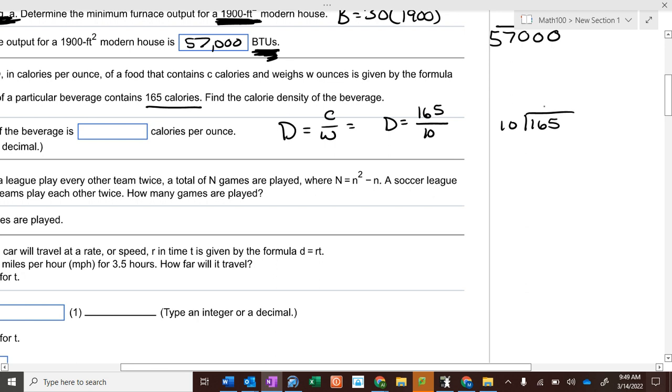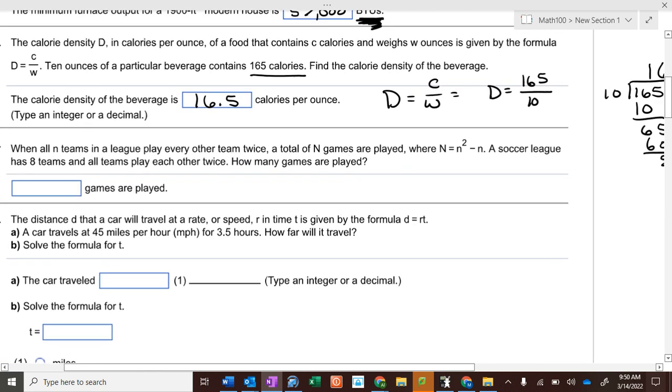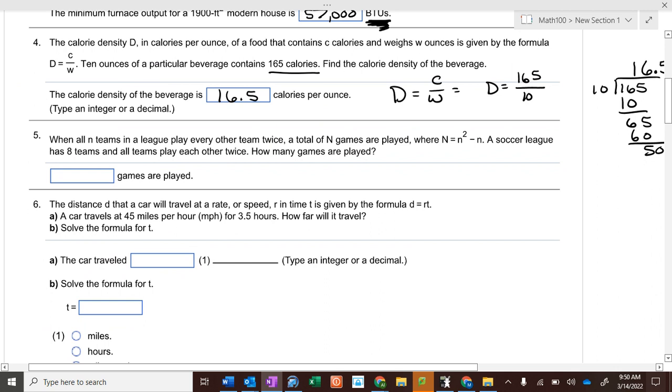10 goes into 16 how many times? 10 goes into 16 once. And 65. 10 goes into 65 6 times with a 5 left over. And then 10 goes in there 5 times. Imagine that, 16.5. How did you get that so easily, Jess Engler? Well, when you divide by 10, you just move the decimal point one place. All right.